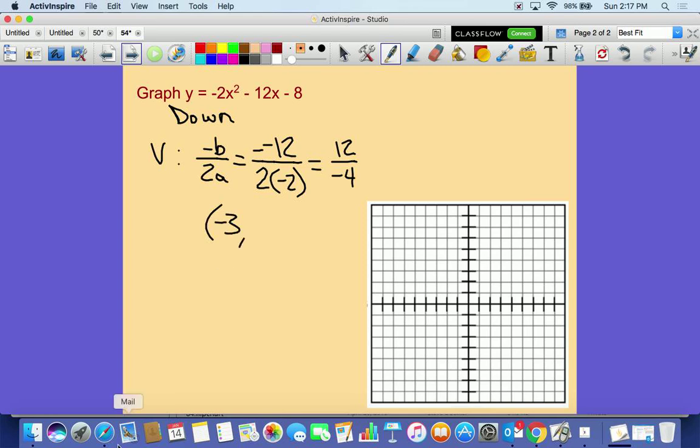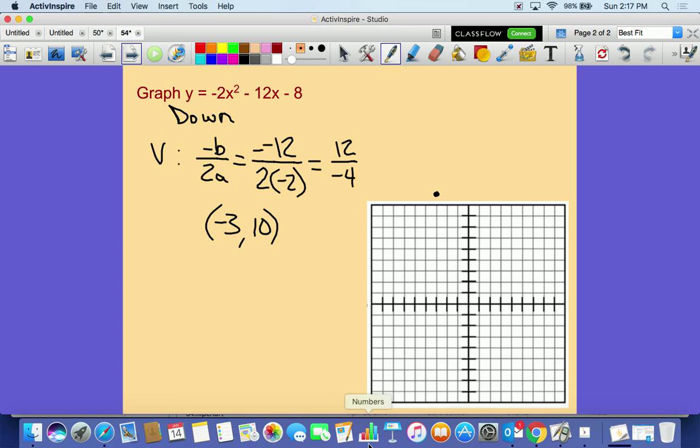To find our y value, we plug that in. So 3 squared is 9, times negative 2 is negative 18, plus 36. We get a positive 18, minus 8 is 10. Alright, so negative 3, 10.